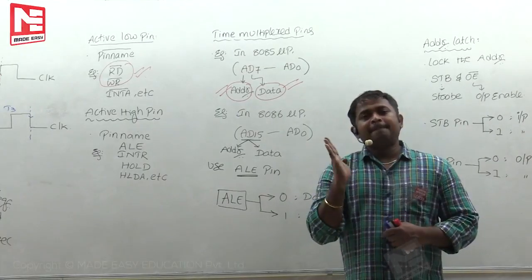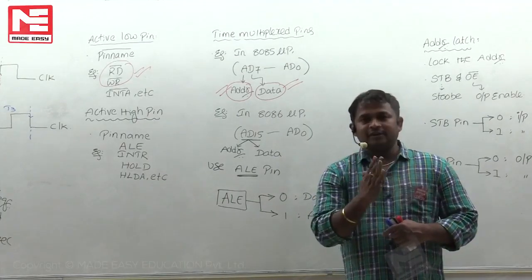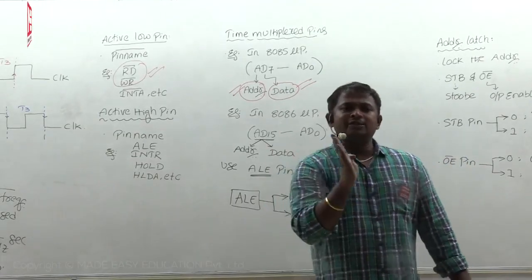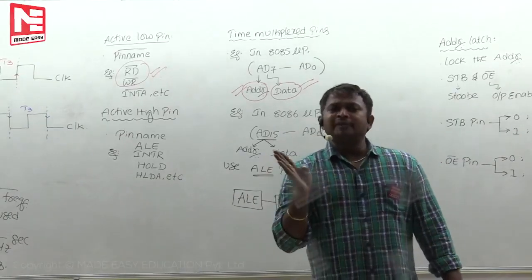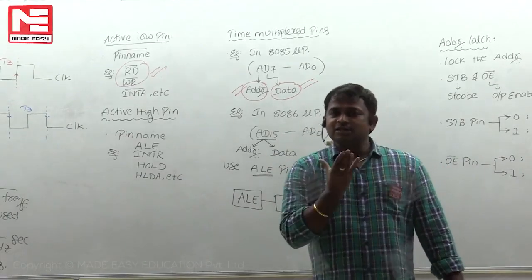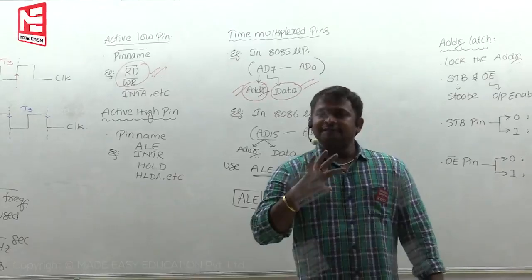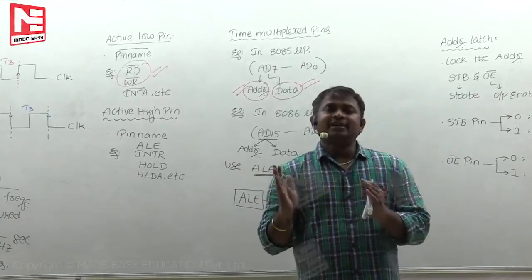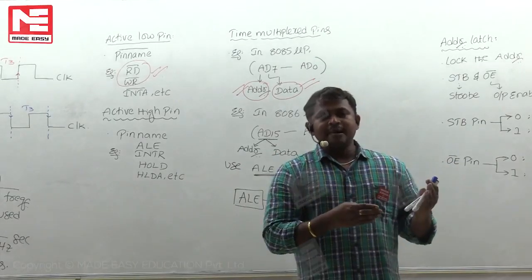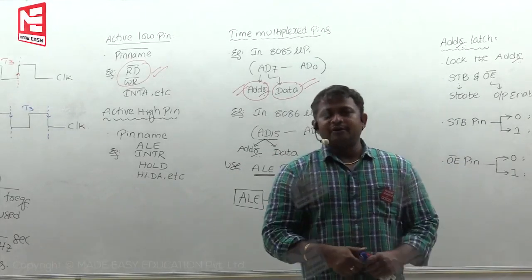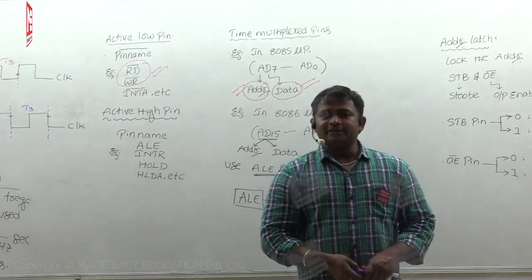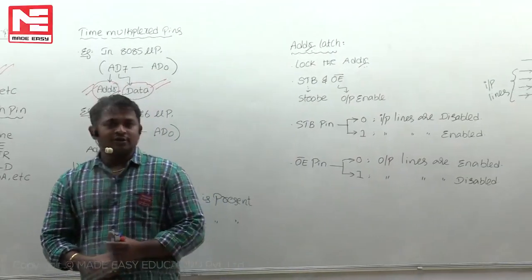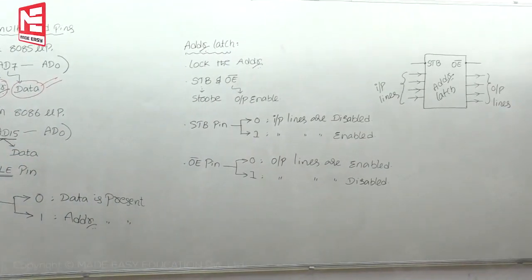CPU pins are mapped with memory pins respectively. CPU address pins are mapped to memory address pins, CPU data pins to memory data pins, and CPU control pins to memory control pins. This mapping process is called the interfacing process. The interfacing concept is used to integrate the CPU body and memory body into a single body. That is called memory interfacing. Copy this, then we will see the memory interfacing concept.